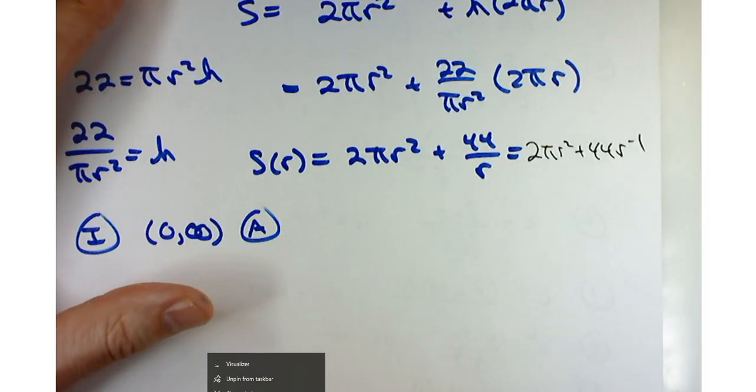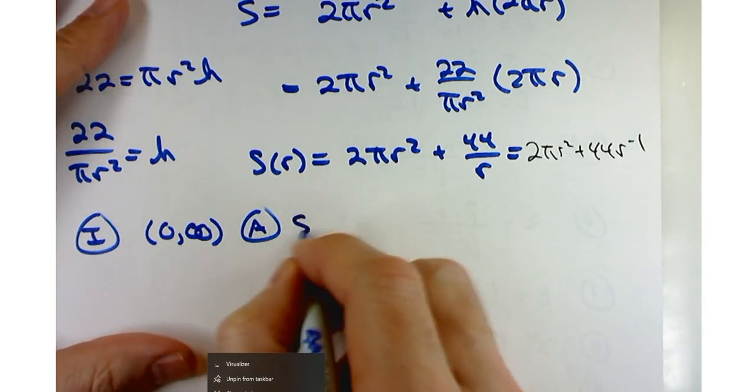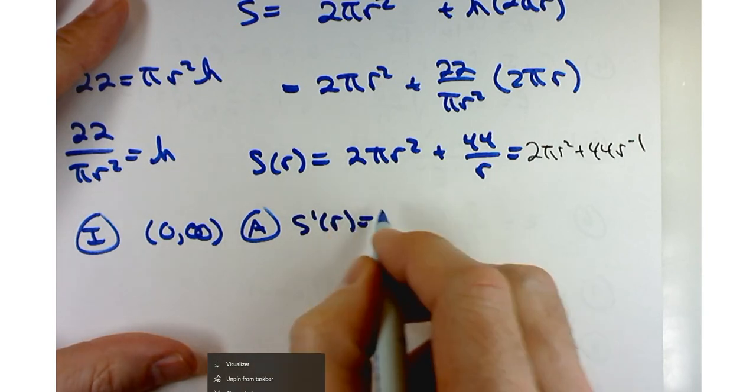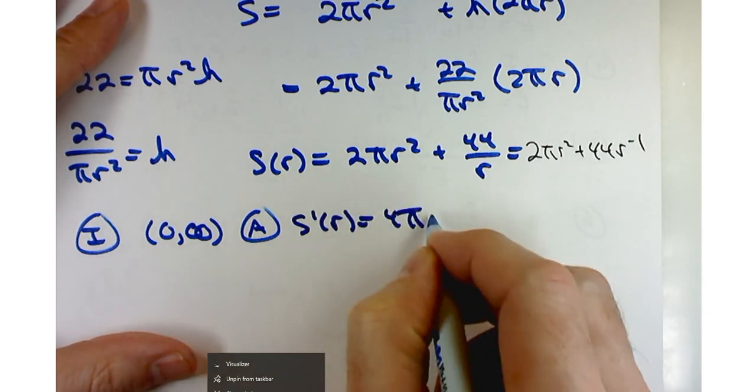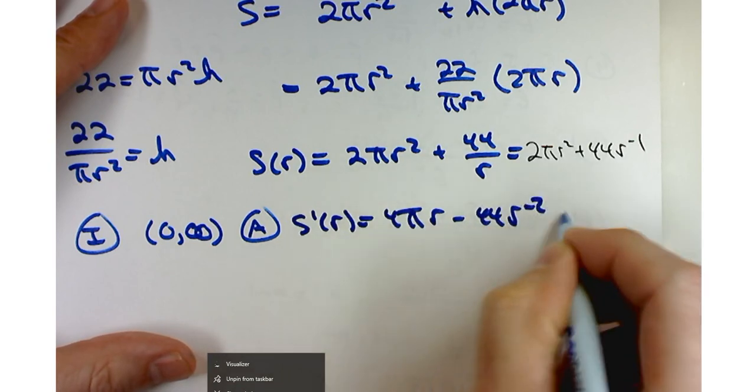Write that as 44r to the negative first. What does that avoid that makes our life easier? Quotient rule, yes. So we're avoiding the quotient rule. S prime of r is going to be 4 pi r minus 44r to the negative second equals 0.